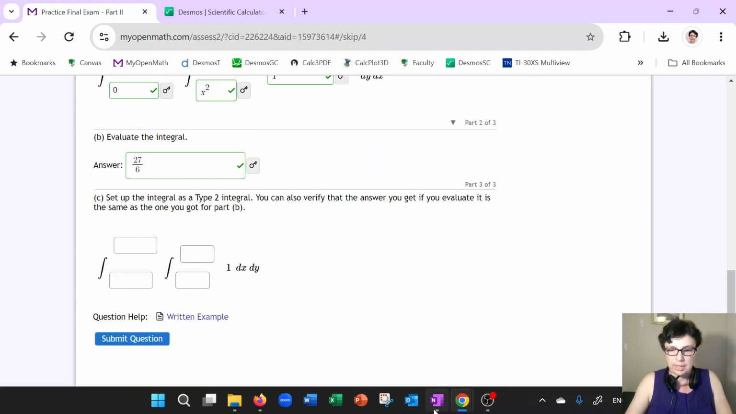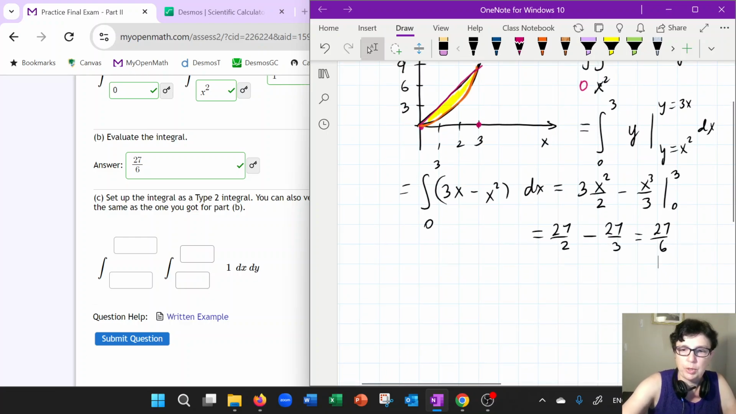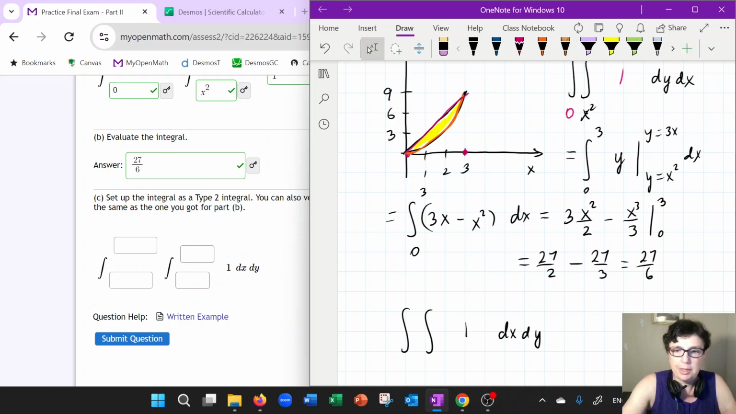Okay, now setting this up as a type 2, what is that going to be? So if you want to set this up as a type 2 integral, this is where the x is inside and y is outside. And of course, you will still be integrating 1. First of all, the limits are going to be extreme values of y, not extreme values of x. So be very careful. These are your extreme values of y here. So this is going to be 0 to 9. Okay, then it's going to be whatever is your left curve to the right curve. So left to right.